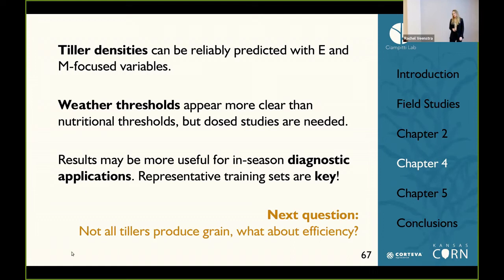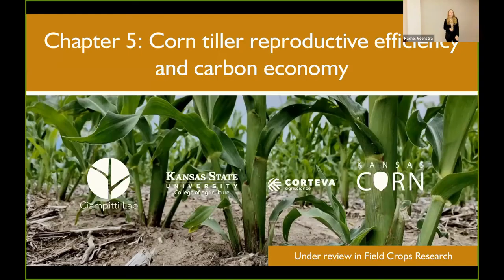So the next question that you're probably asking is, we saw that not every tiller produces grain. We've talked about that. And the question becomes, how is that impacting the efficiency of these plants? Because if you have a tiller that's not putting on grain, what good is that doing? So we're going to talk about that. This paper is currently under review in Field Crops.